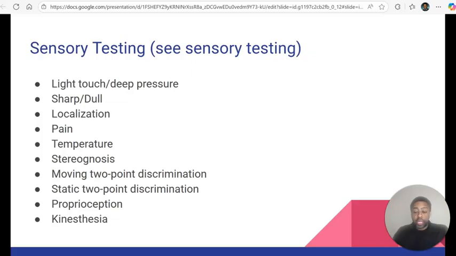2-point discrimination is the person's capacity to detect two sensory stimulations occurring at the same time, and their ability to differentiate that as the distance between the two sensory stimulations is narrowing. Proprioception is the person's capacity to determine their body position in space, while kinesthesia is the person's capacity to determine their body movement through space.